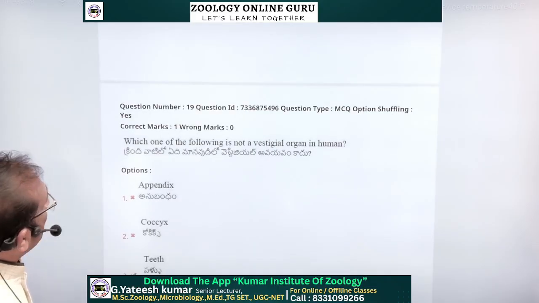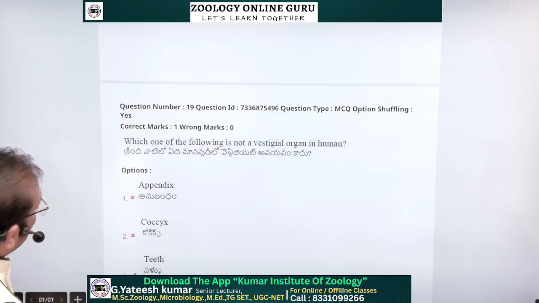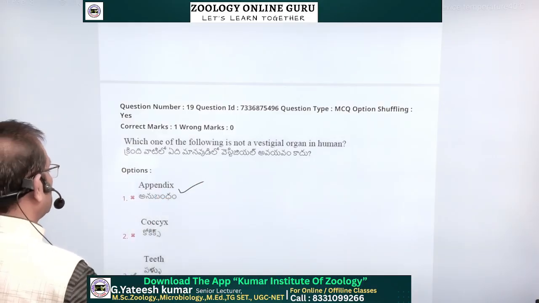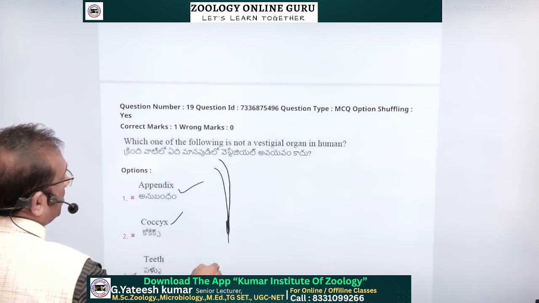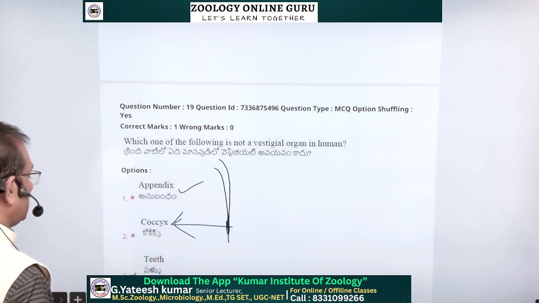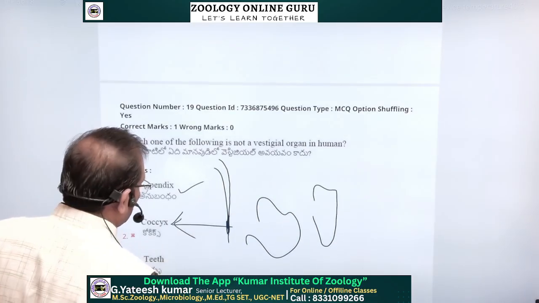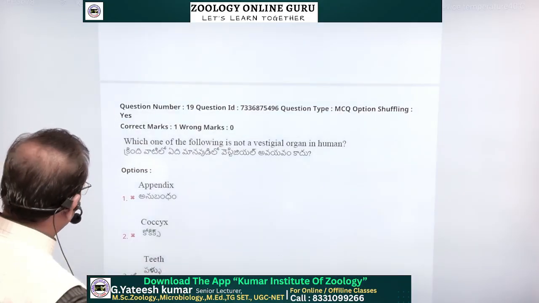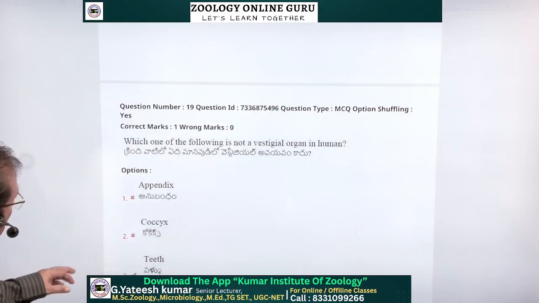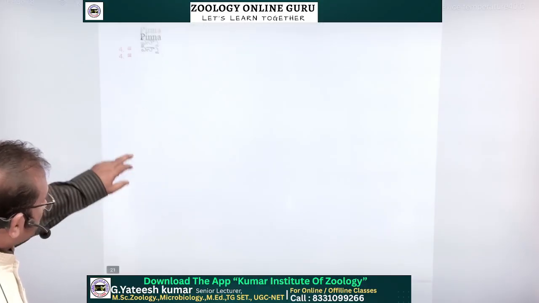Which one of the following is not a vestigial organ in human beings? Very simple question, no need for any explanation. Appendix is one of the vestigial organs in our body. Coccyx, after the vertebral column, the ending part is called the coccyx, also one of the vestigial organs. Pinna, the ear pinna, is also one of the vestigial organs. But teeth are not a vestigial organ in our body.